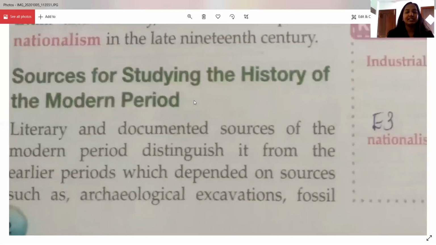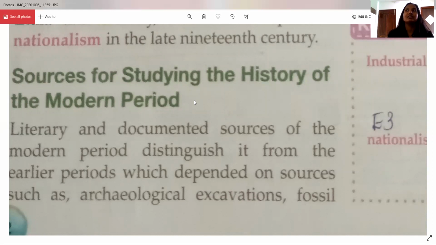All right, now let's move into today's lesson. That is the second part of the lesson. We will start from sources for studying the history of the modern period. Now, what are sources? Sources are places, or things, from which we derive information. Now, this topic deals with where we get information regarding the modern period of India.